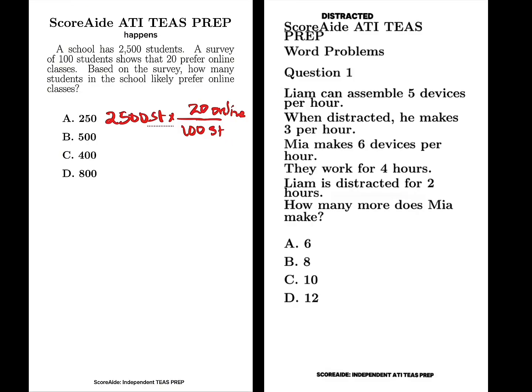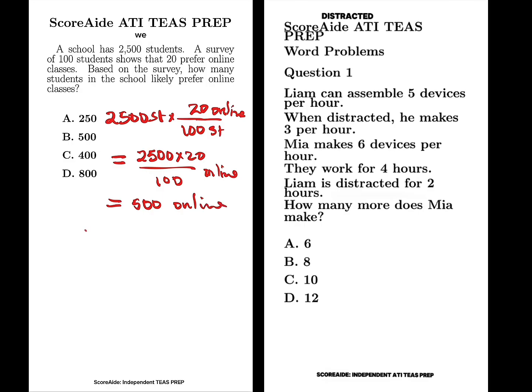Now let's see what happens. If you do that multiplication, we're going to have 2,500 times 20 over 100. So it's going to be online students. So the answer here is going to be 500 students prefer online classes, right?